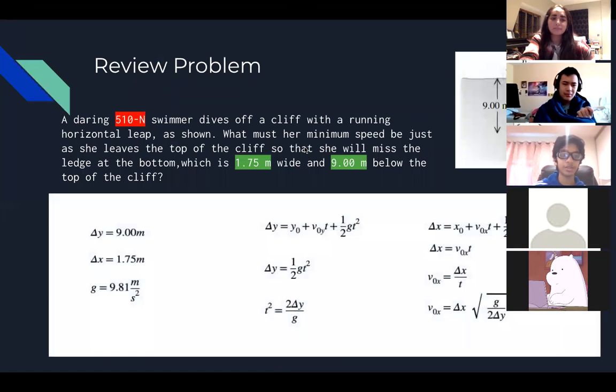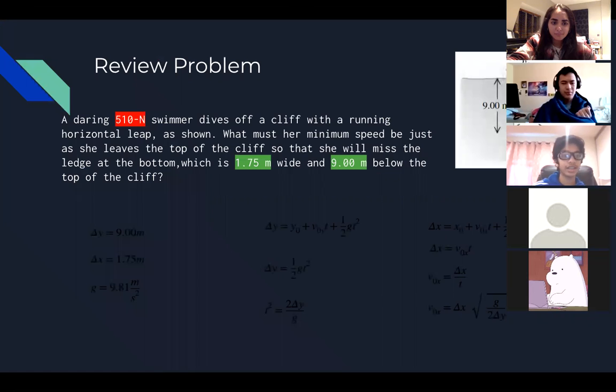So we'll start with a review problem from last week when we did 2D kinematics. And so we have a 510 Newton swimmer who dives off a cliff with a running horizontal speed at the top over there. What is the minimum speed so that she leaves the top of the cliffs and she doesn't hit the ledge at the bottom? The ledge is 1.75 meters wide and 9 meters below the top of the cliff.